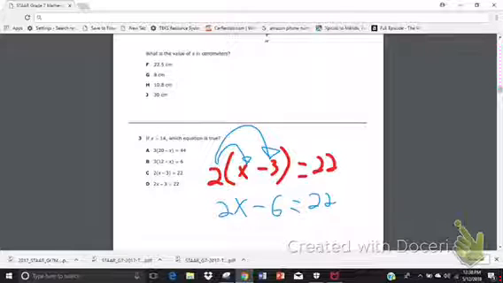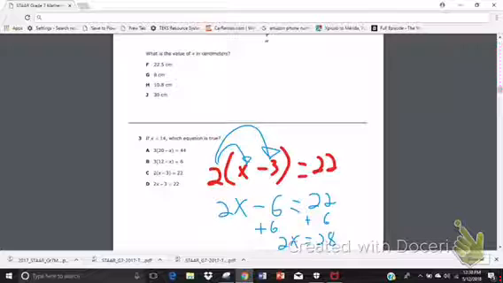Now to solve that, kiddos, we need to do inverse operations, or how do we undo something? What's the opposite of subtracting 6? Adding 6. What I do to one side of my equal sign, I must do to the other side. So plus 6, we're left with 2x being equal to 28. Now the opposite of multiplying x by 2 is to divide by 2. What I do to one side, I do to the other side, and we establish that x is equal to 14.